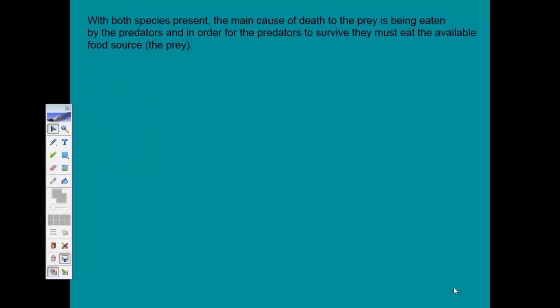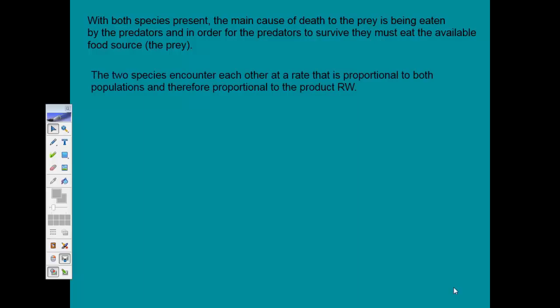If we have both species present, the main cause of death to the prey is being eaten by the predator, and in order for the predators to survive, they must eat the available prey, which is their food source. Now, the two species encounter each other at a rate that is proportional to both populations. The more rabbits and wolves we have, the more often they're going to have these encounters. This is a system that incorporates both of these assumptions in our differential equations.